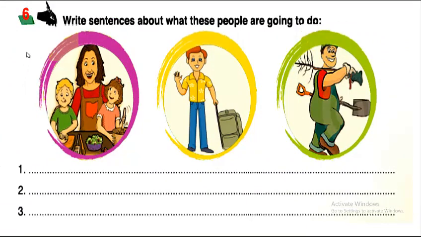Exercise number 6. Look at these pictures, my dear students. Write sentences about what these people are going to do. Try to think. What about number 1? Take your time, my dear student. Form your sentences in your notebook and check your answer.